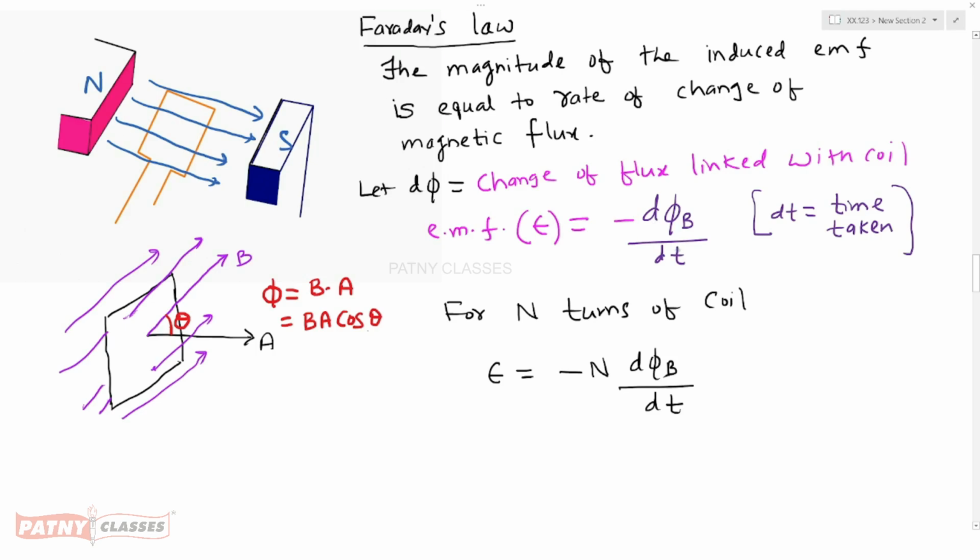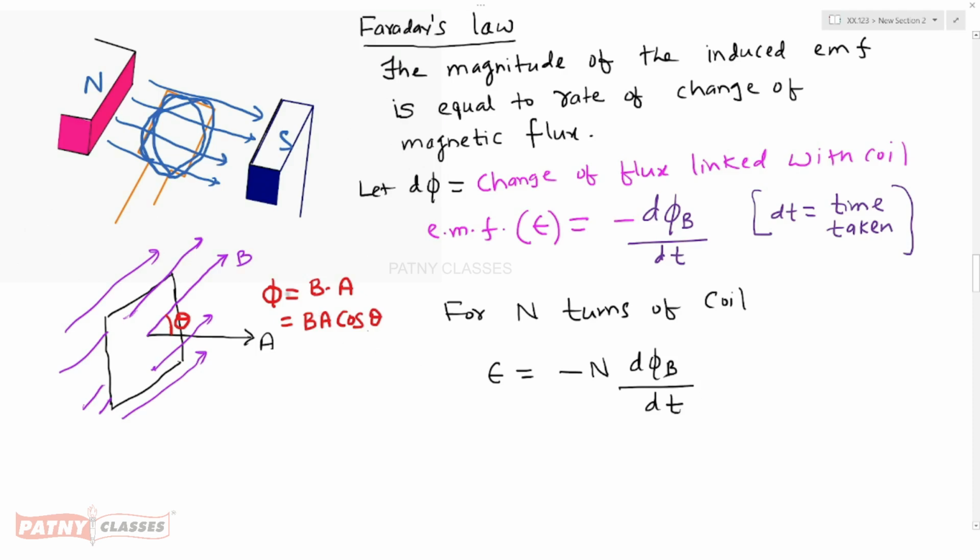If the coil has 1 turn, as in the diagram I have shown you, but there are multiple turns, the coil has a large number of turns, then in that case the EMF induced is equal to minus N into dΦB upon dt. So by using this formula we can find out the EMF generated in an AC generator.